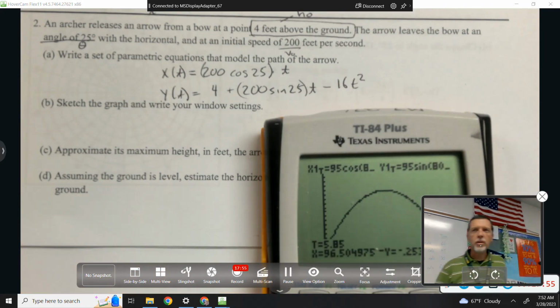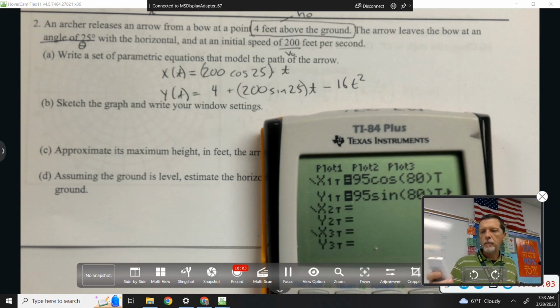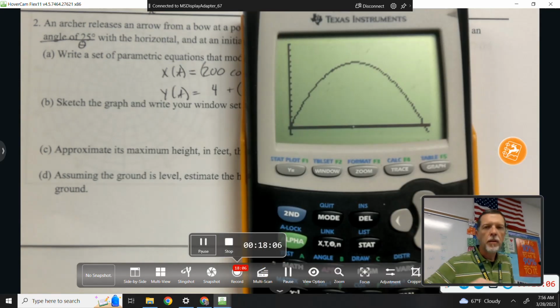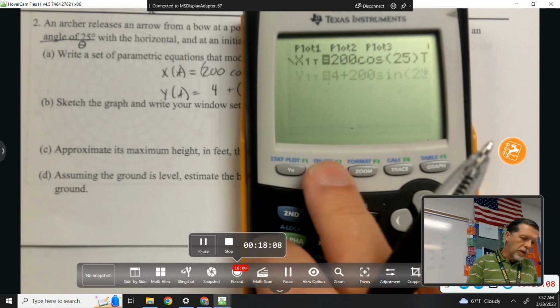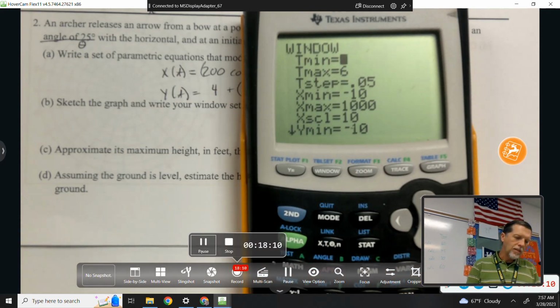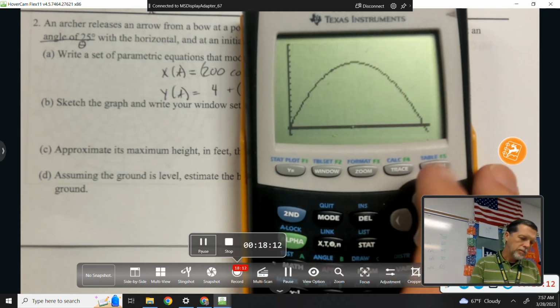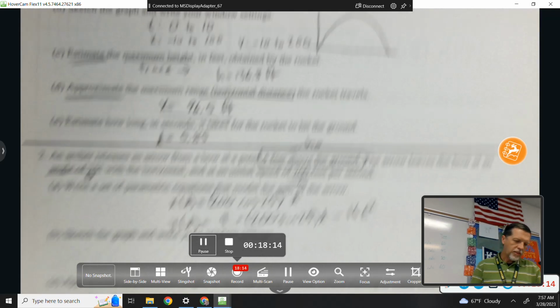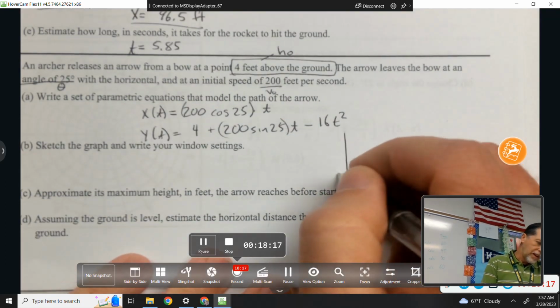Okay, I'm going to press pause on this one. You guys see if you can get that into the calculator and then play around with the window until it looks right. Play with the window settings until you get something that works for you. Sketch the graph and write your window settings. Okay.